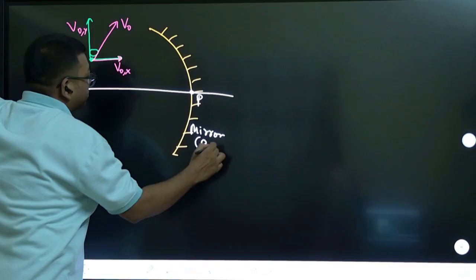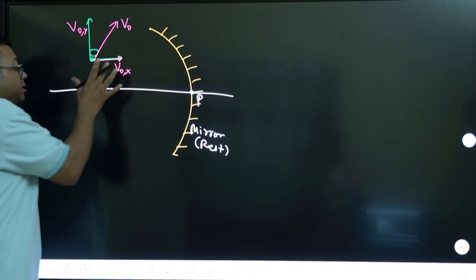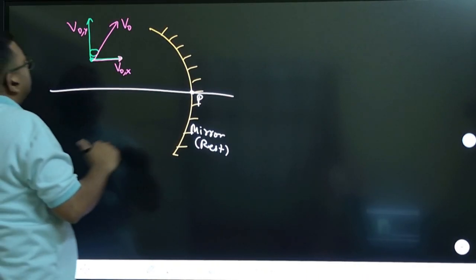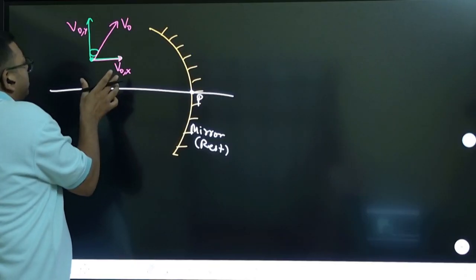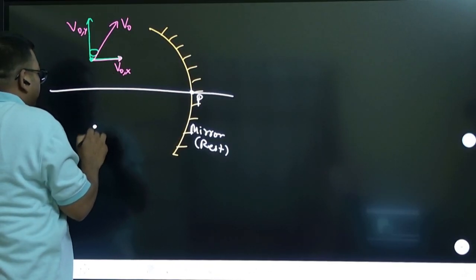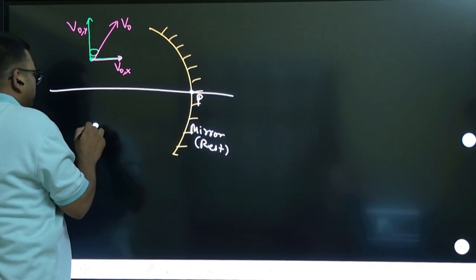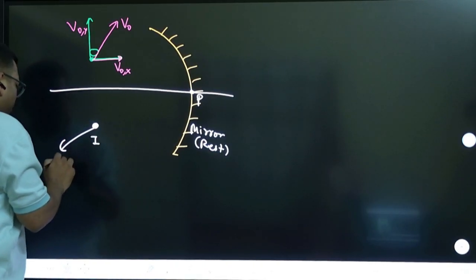Mirror is at rest, or you can say that these velocities are relative velocities. Okay, so we can resolve velocities. So what about the image? How will the image move? The image may also move with some velocity. We don't know, but it may have an image velocity.